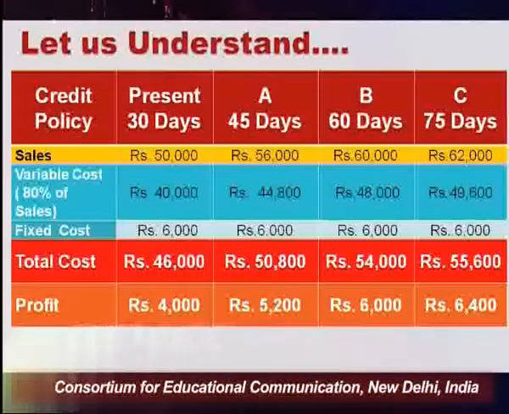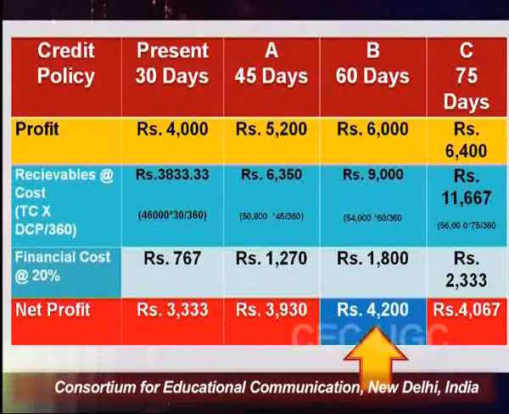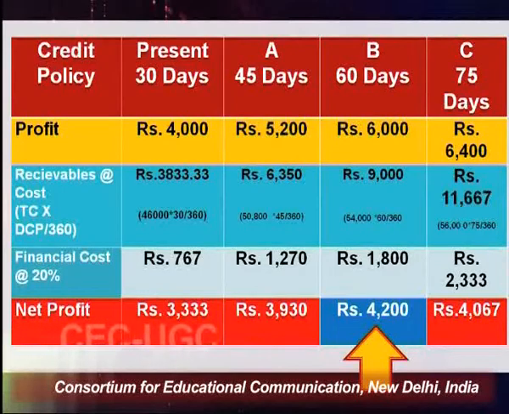So what we do, we take receivables at cost, and here in this question, if we take the total amount of sales to be credit sales, we'll have to take the corresponding total cost, which in case of the present option will be 46,000, and that will become 50,800 for option A. So we have to first calculate the receivables at cost for all options, and the formula for it is very clear: total cost into DCP divided by number of working days in a period, which is reported in the question as 360, and in that way we'll be calculating the amount of receivables at cost.